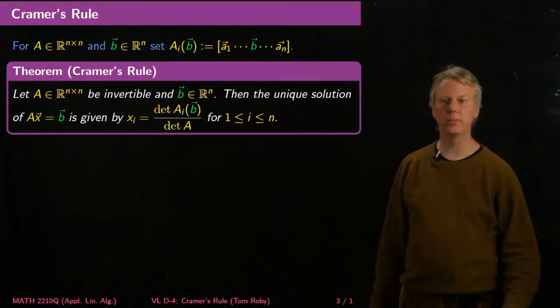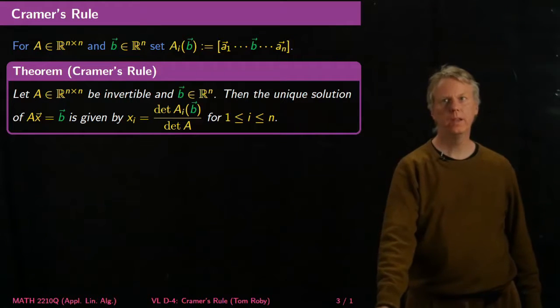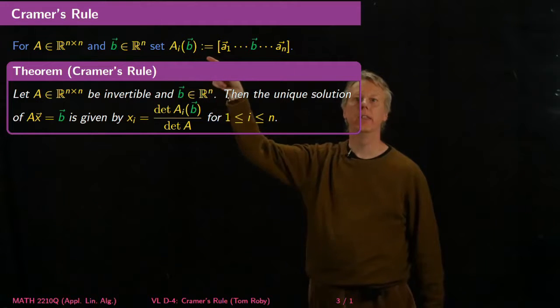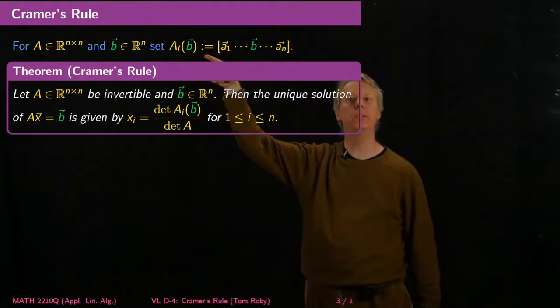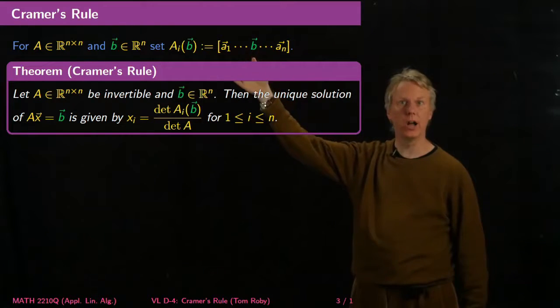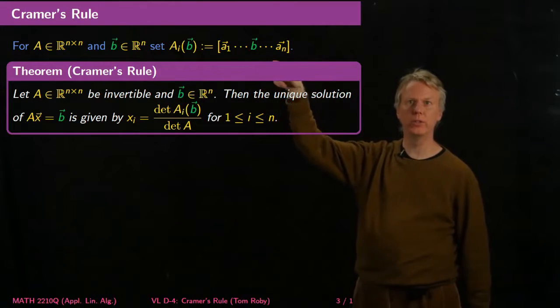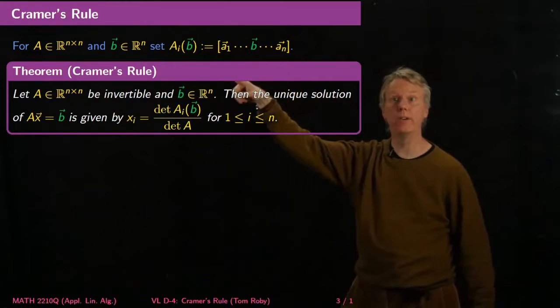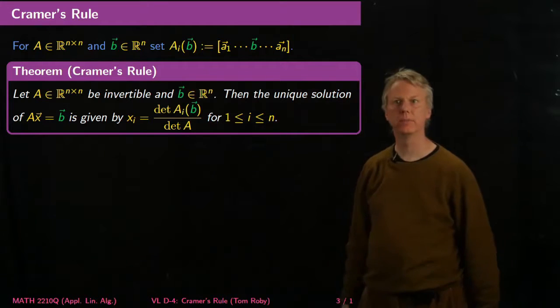So here's Cramer's rule. If I've got an n-by-n matrix A and a vector b in Rn, then I'm going to define A_i of b to be, think of A as a matrix of column vectors. So I've got a1 through an, but I'm going to replace the ith column vector with my vector b. That's what A_i of b means.